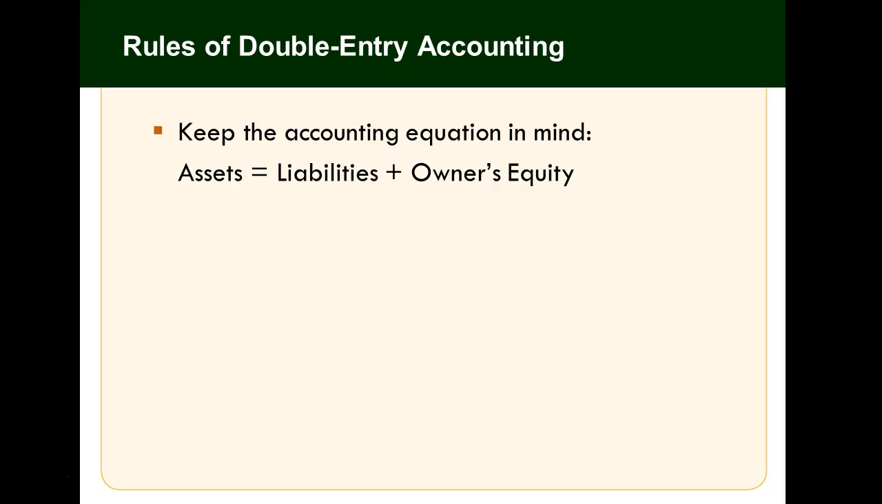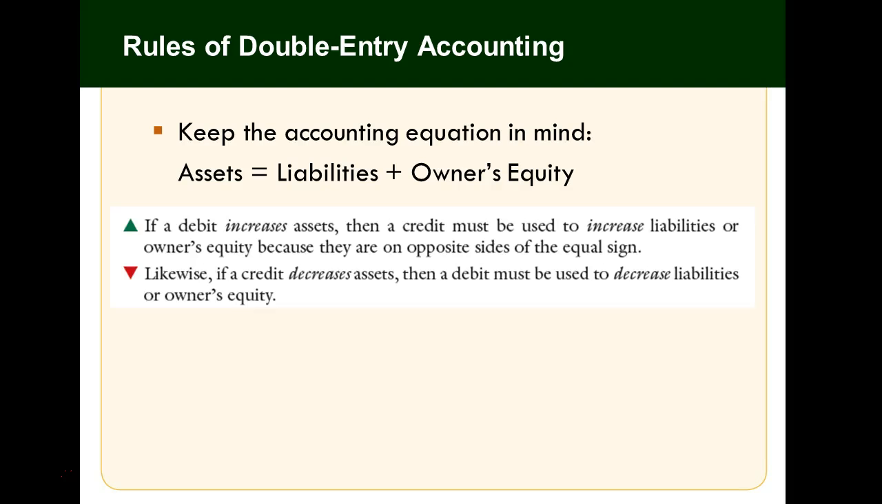Remember, assets equal liabilities plus owner's equity. Assets have a normal debit balance. Liabilities and owner's equity have normal credit balances. All that means is on the right-hand side of the T account. Okay? So, if a debit increases assets, do you remember seeing on that slide that cash had a normal debit balance? It was on the left-hand side.